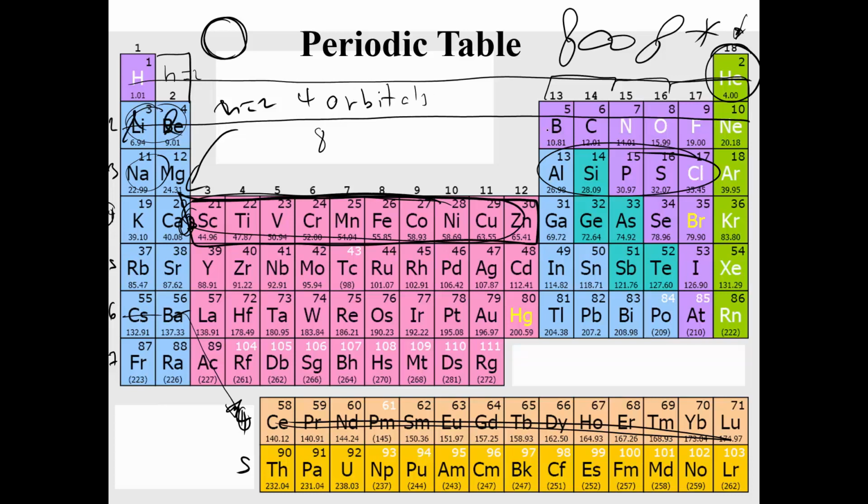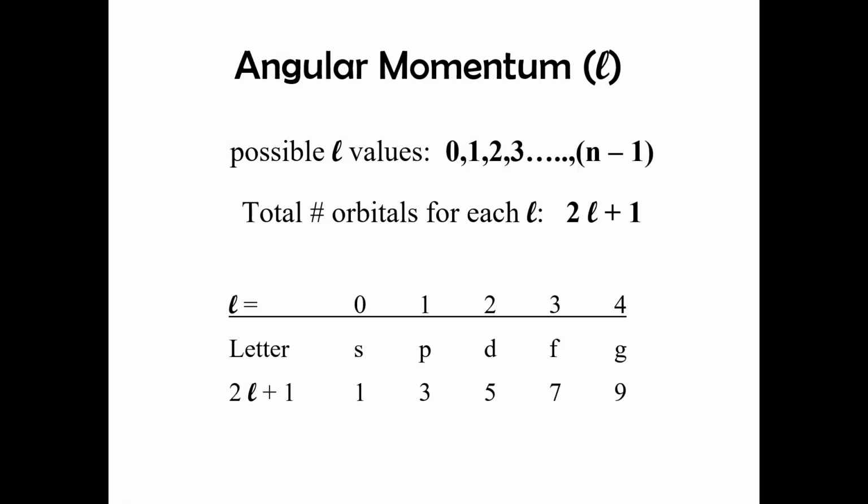1, 2, 3, 4, 5, 6, 7, 8 in the second period. So that was quantum level, quantum number n, which is equal to 1, 2, 3, 4, 5. Okay, so L is the angular momentum. What kind of shape do we have? L equal to 0 means it's an s orbital.